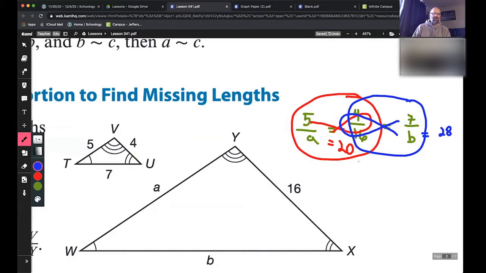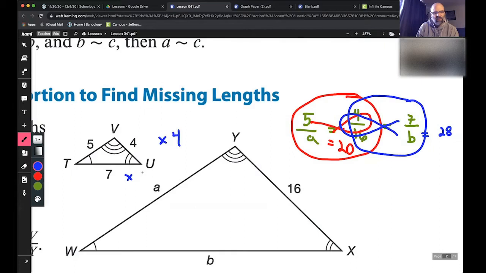Can anyone think of an easier way to do this? Because I just spent a lot of brain power on that, and then I looked at the diagram and thought, wait a minute, there's an easier way. Can anyone tell me the easier way? Times each side by 4. Yeah, you could use the proportion method, set up proportions, or you can look to see if there's a scale factor. Yes, because look, 4 times 4 equals 16.